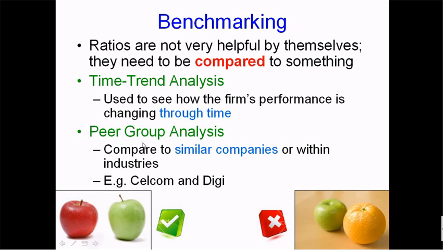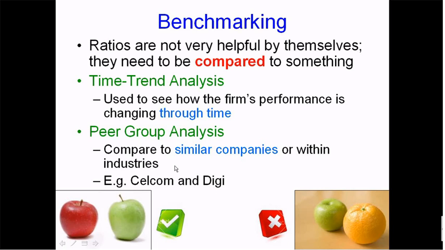Okay, and the next type of benchmarking is called peer group analysis. This is by comparing to similar companies or within industries. You can see from this picture here, when we are making comparison, the correct way is to compare apples with apples. So we don't compare apples with oranges. Just like if we want to evaluate the performance of Celcom, we want to know how well Celcom is doing, we compare it with DiGi because they are in the same industry. We don't compare Celcom with KFC.